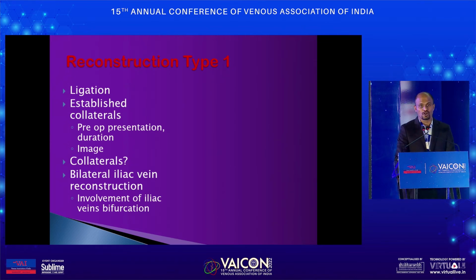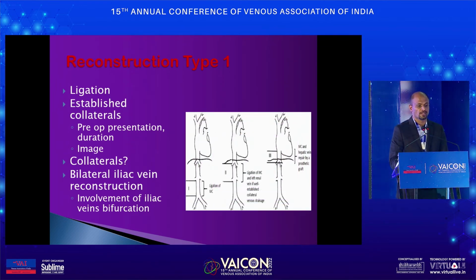If there is involvement of the bilateral iliac vein bifurcation, that is between the external and internal iliac, then the collaterals may not establish adequately, so you may have to reconstruct. So most often, for type 1, ligation of the IVC is more than enough. That is again in the same study he has described.